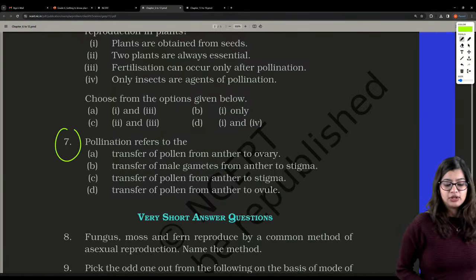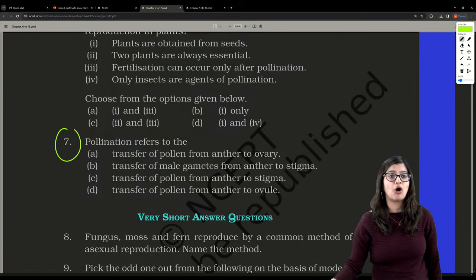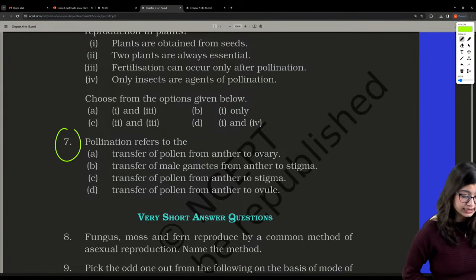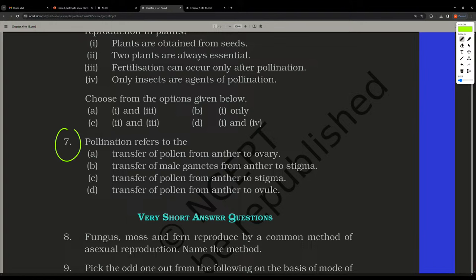Question number 7. Pollination refers to what? There are 4 options from which you need to tell me which is the correct answer. What is the correct answer here?